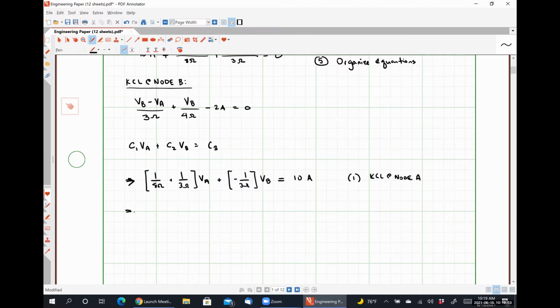I can do a similar thing for my KCL equation at node B. So my coefficient for VA is negative 1/3 of an ohm, or 1 over 3 ohms, times VA, plus 1 over 3 ohms plus 1 over 4 ohms, times VB, is equal to positive 2 amps. Here's equation 2 representing KCL at node B. And now I know exactly what I need to be putting into my calculator.